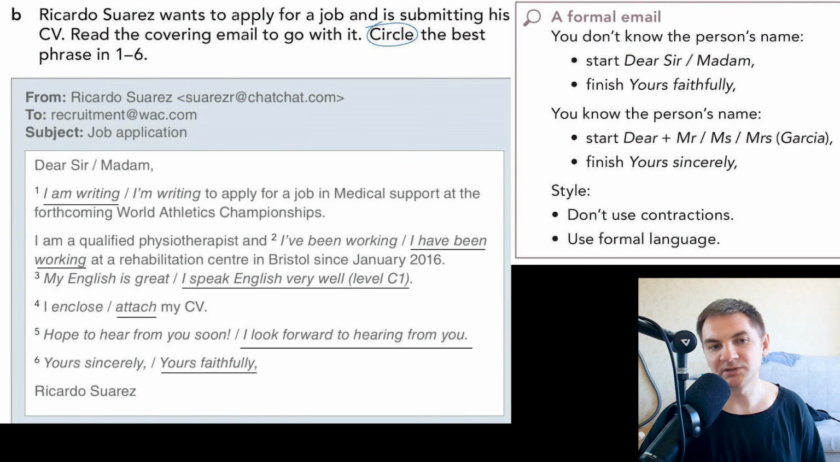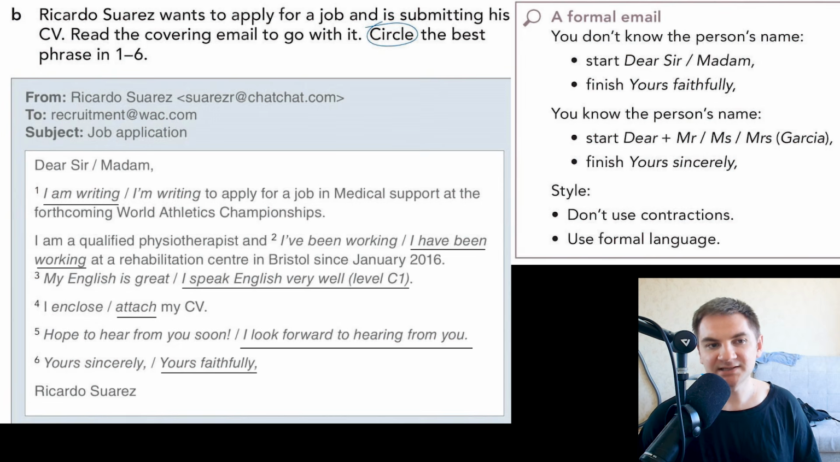In a formal context, it's better to state your language ability clearly and professionally. My English is great sounds too casual and subjective. I speak English very well, level C1 is a precise, objective, and appropriately formal statement of fact.